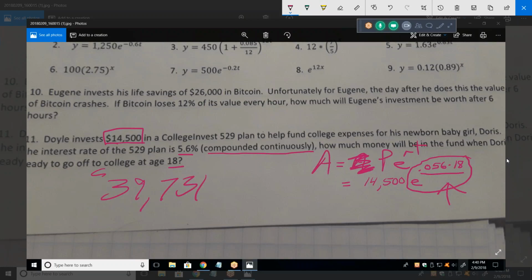That's nice. Not as big as I thought it was going to be, because 18 years is a long time. I mean, Bitcoin would have done that in 2 days. Seriously. But it would also do number 10 in 6 hours.